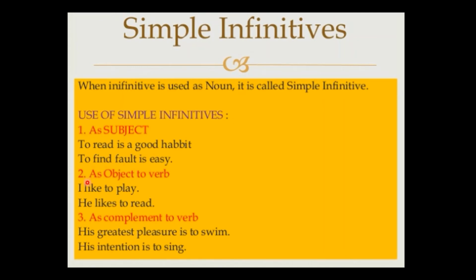So next, it can also be used as an object. I like to play. I like what? To play. So the answer of every what is an object. I like what? To play. So it is an object. He likes what? What he likes? To read. So you see that an infinitive can be used as a subject like this, and it can be used as an object like in these two sentences.